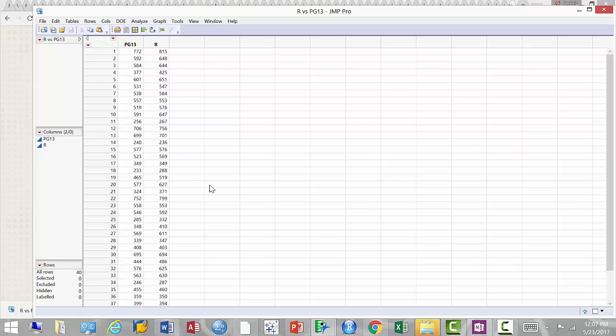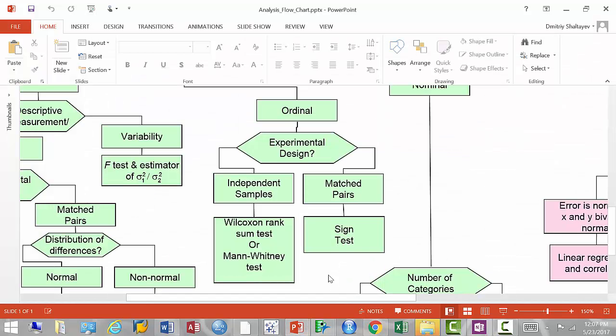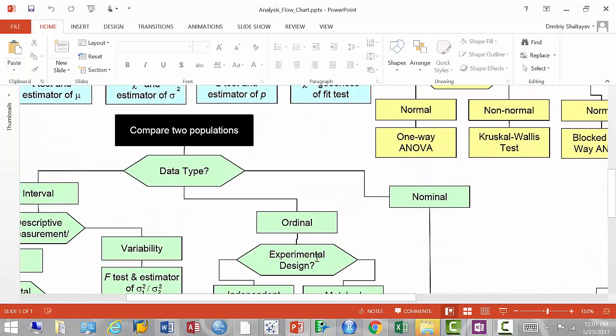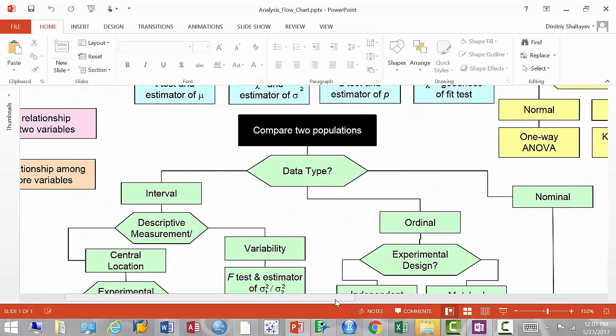Okay, so first of all, let's be formal about this. Let's see which hypothesis we need to test. And I have to go to my magical flowchart, right? It's fairly obvious that I'm comparing two populations, correct? Comparing R versions of the movie and PG-13 versions of the movie, okay? Data type. Which way do I go? Interval, nominal, or ordinal? What do you think?